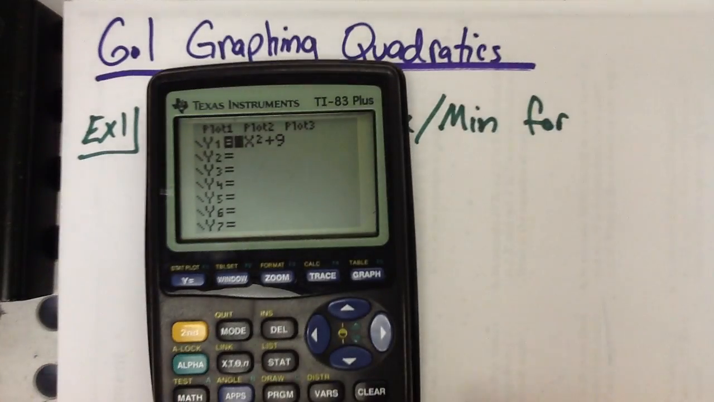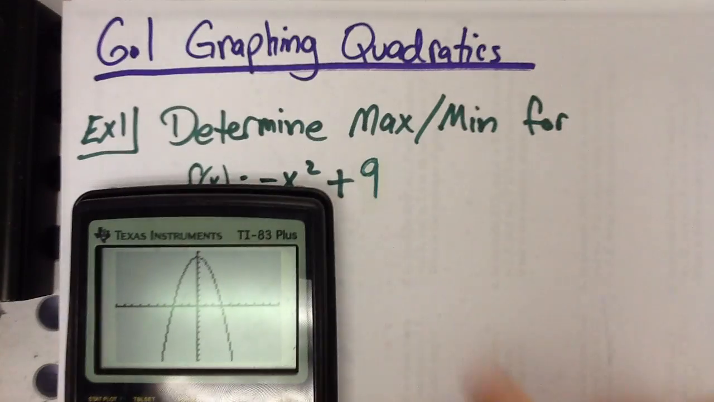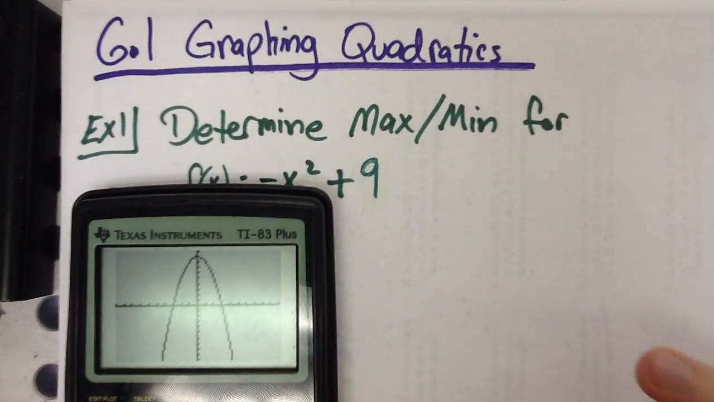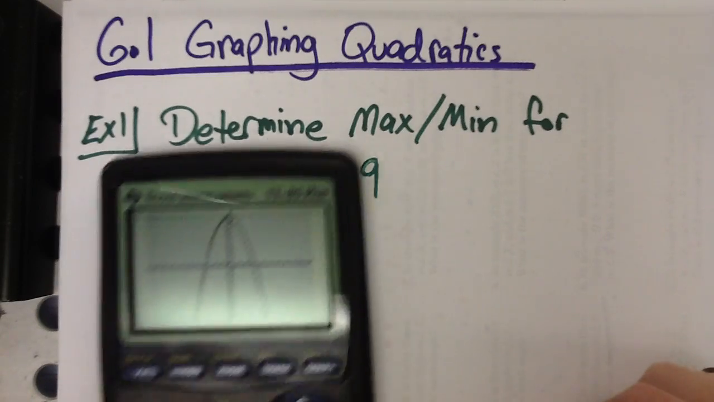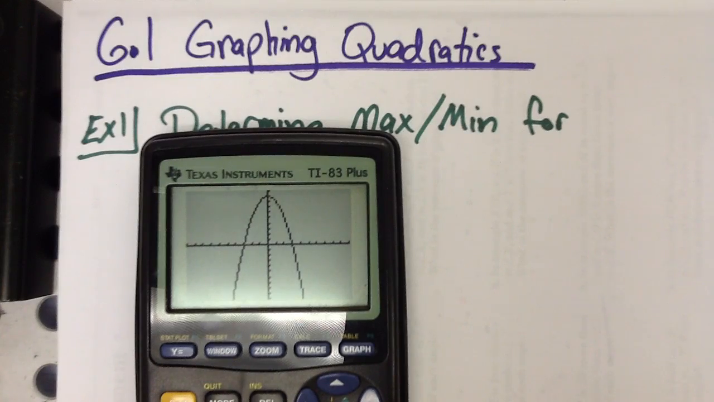So I put it in y equals, hit graph. There's what it looks like. Now, it's maximum slash minimum. It's going to be one or the other. As we go through Chapter 7, you'll start to see things that have both. But for parabolas, you either have a highest point or it goes the other way and you have a lowest point. This kind of looks like a hill, so it's got a maximum or highest point.